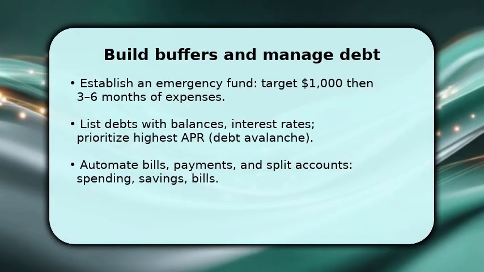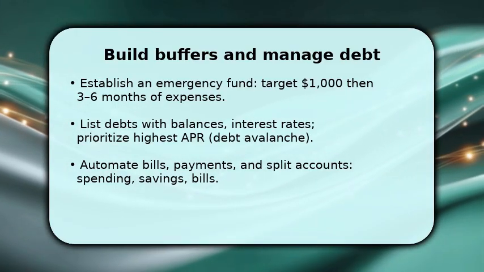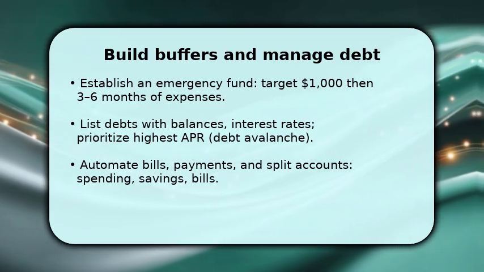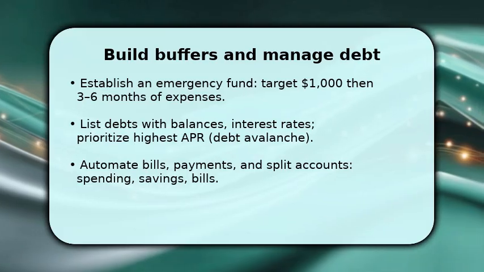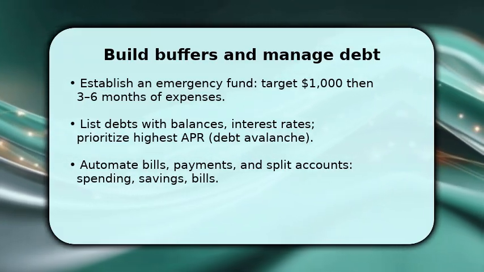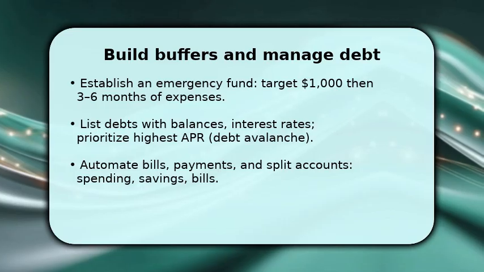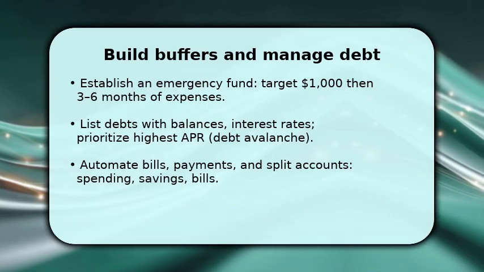Once your budget runs, focus on security and leverage. You build a small emergency fund first, then grow it to 3 to 6 months of expenses so unexpected events don't derail progress. Next, list every debt with its interest rate. Prioritize repayments by APR to reduce total interest, or choose smallest balance for momentum if that motivates you.